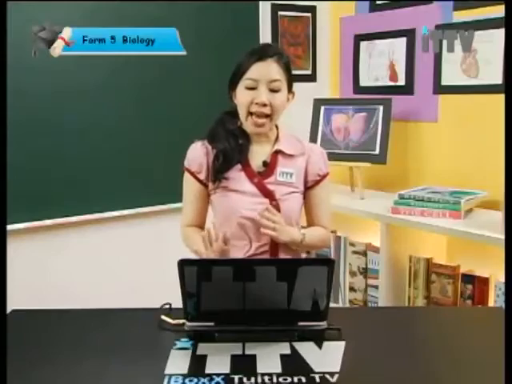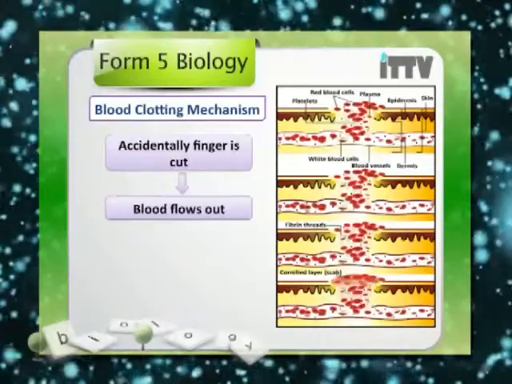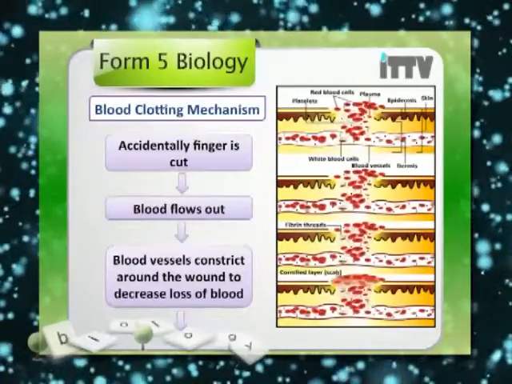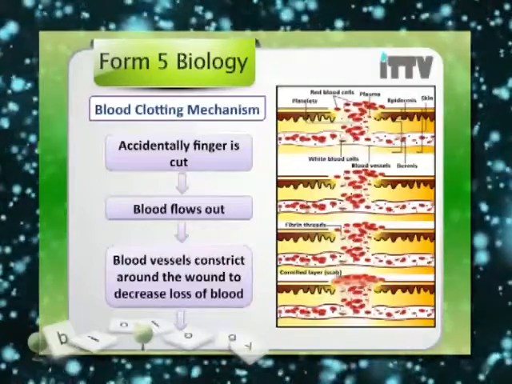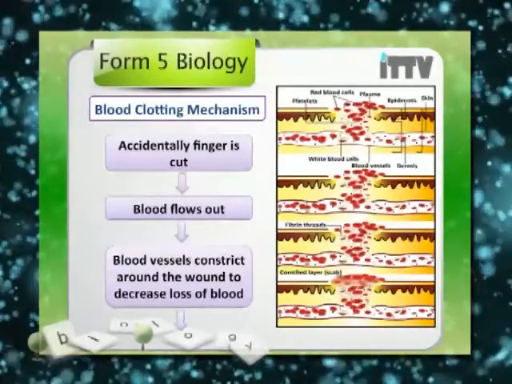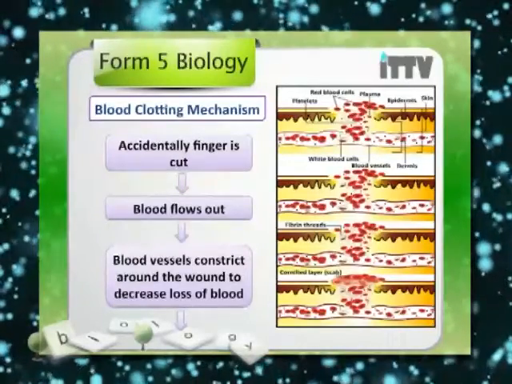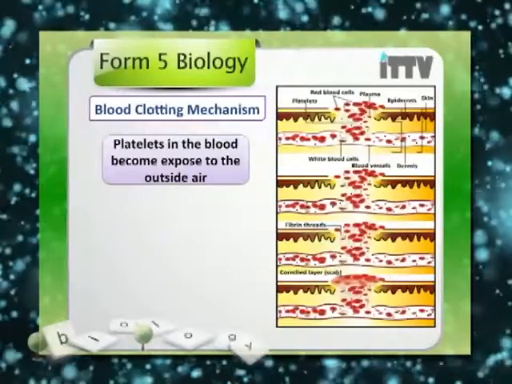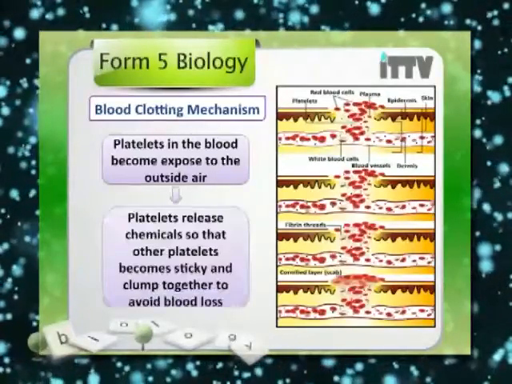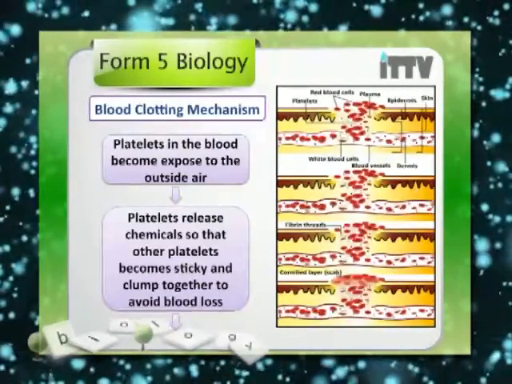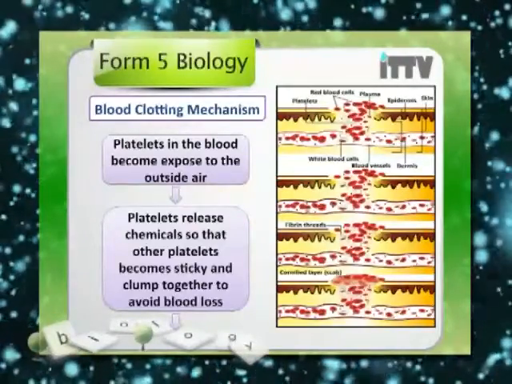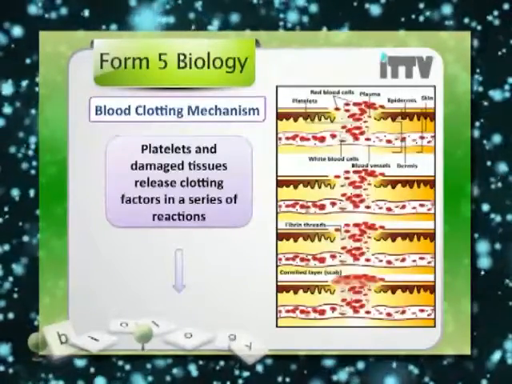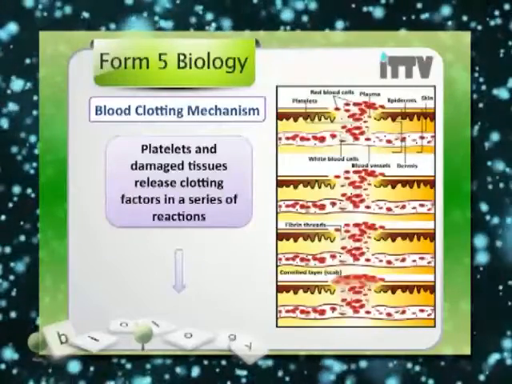Okay, so when we accidentally cut our finger, blood flows out of the wound. Blood vessels will then constrict around the wound to decrease loss of blood. And if you look at the diagram, you notice that the blood vessels constrict to prevent serious blood loss. Now, platelets in the blood will become exposed to the outside air. And the platelets would release chemicals so that other platelets become sticky and clump together to avoid blood loss. Platelets and damaged tissues would release clotting factors in a series of reactions.